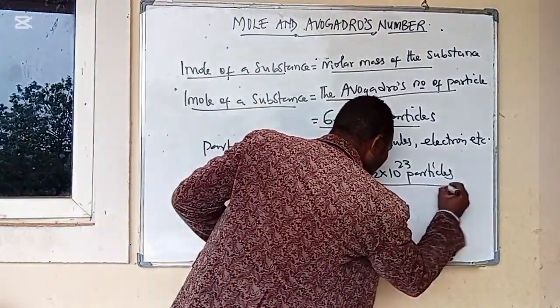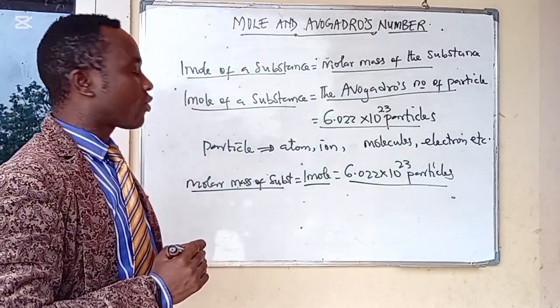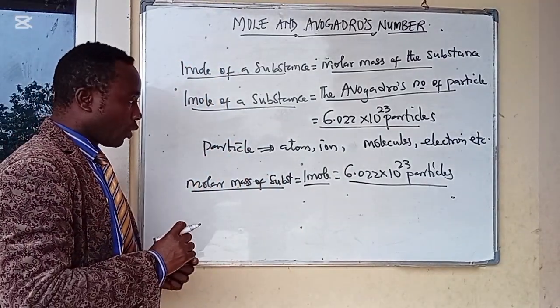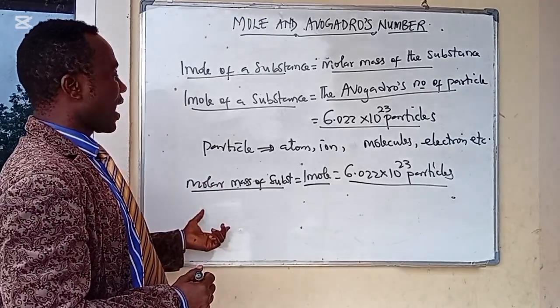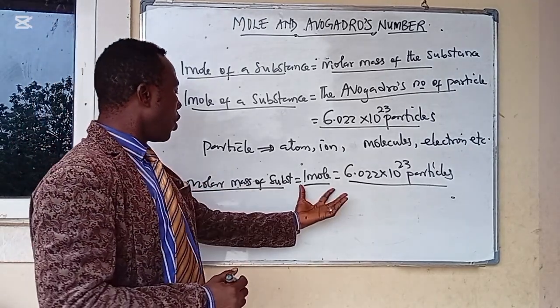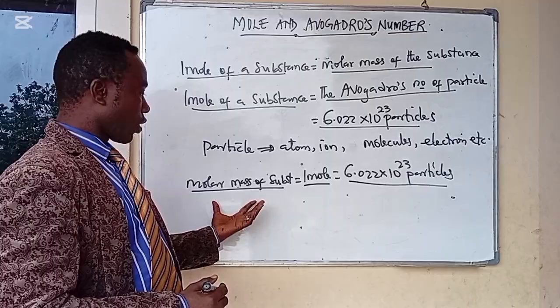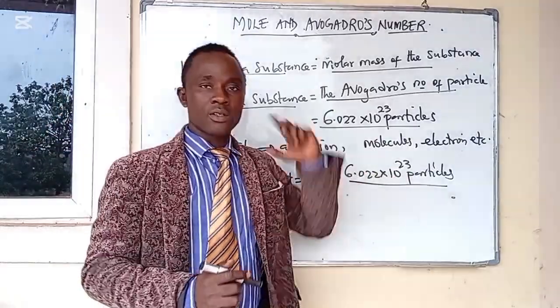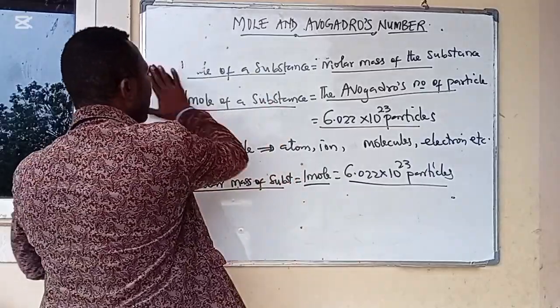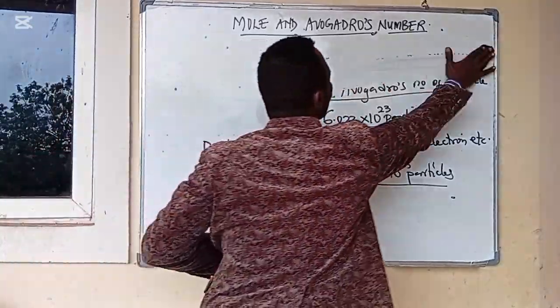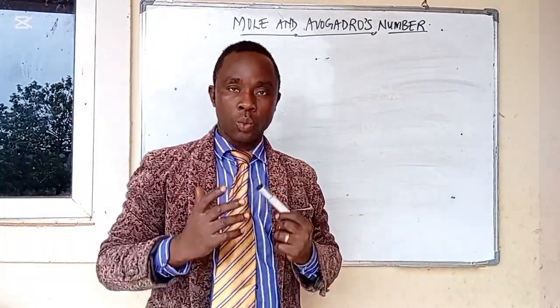And that is also equal to the Avogadro's number of particles. So please, remember this. If you know the relationship, you can be asked to convert from mole to molar mass, or from molar mass to the number of particles, which is the number of entities. Now we can take one of such, so let us take a question.